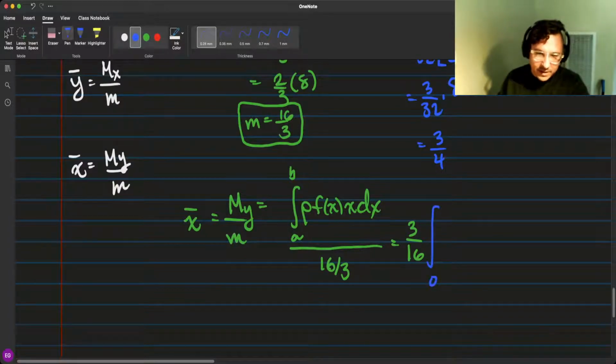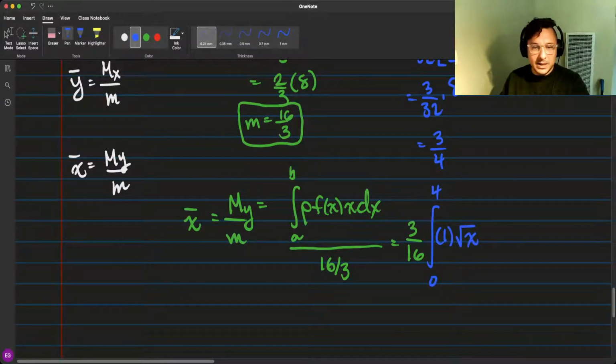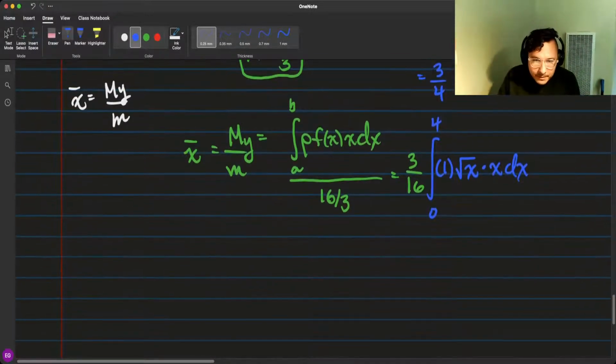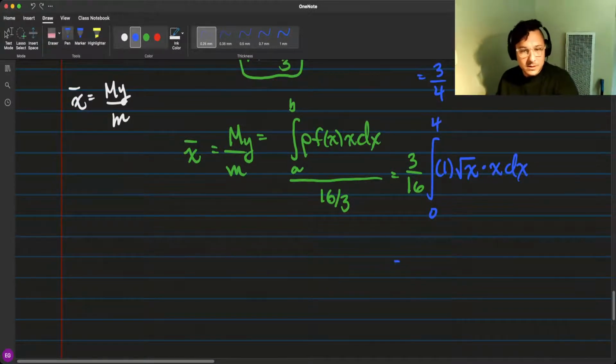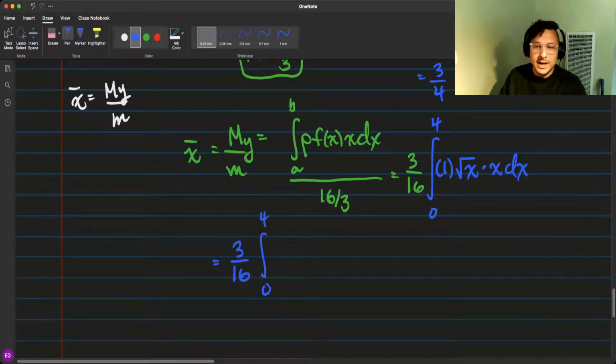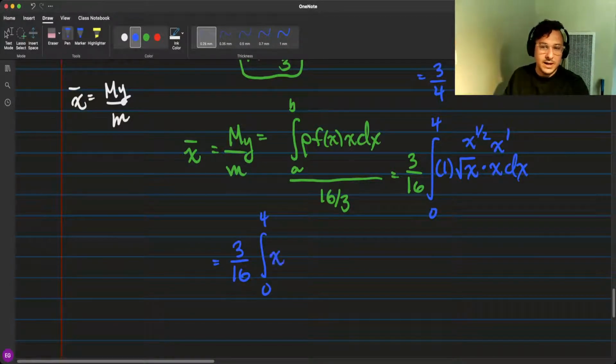Now we can plug in what we're dealing with here. We're going to integrate from 0 to 4. We can set the rho equal to 1. The f of x equals root x. And then we have multiplied by x dx. Okay, so this is not going to be that hard to integrate. So we're going to get 3/16 of the integral from 0 to 4. Root x is x to the half, x is x to the first, so we're going to be integrating x to the 3/2.